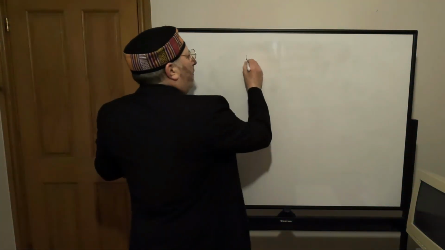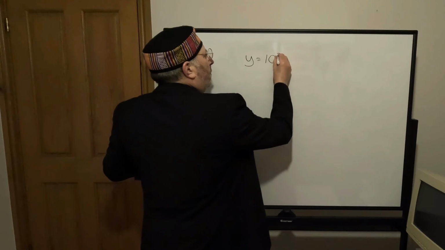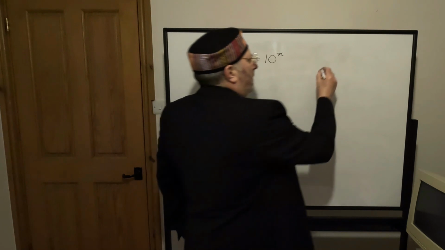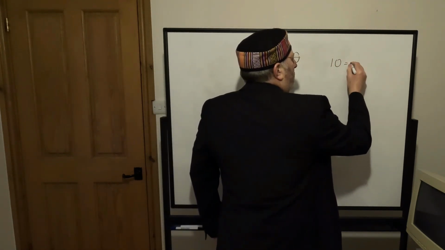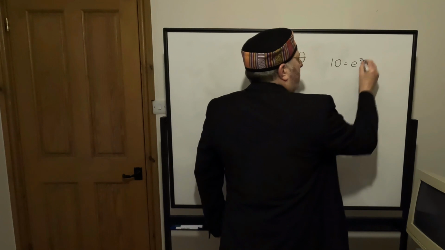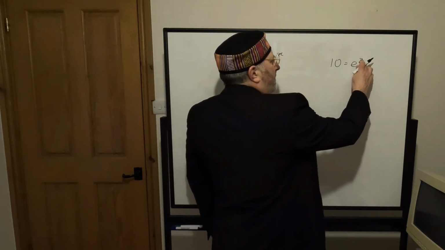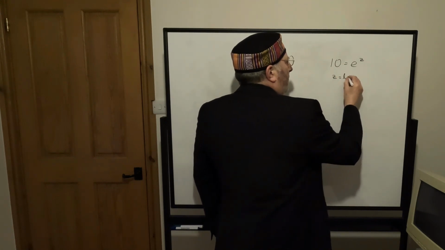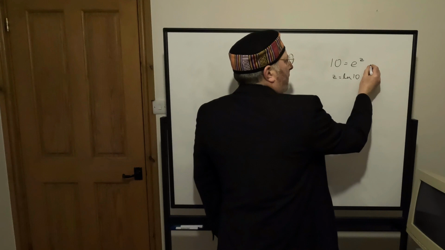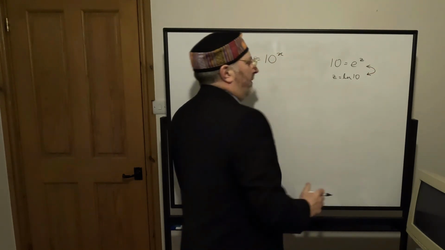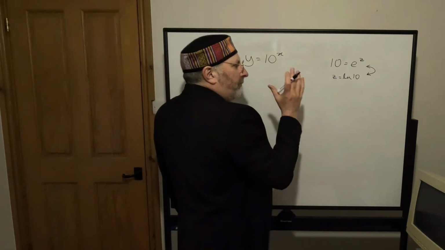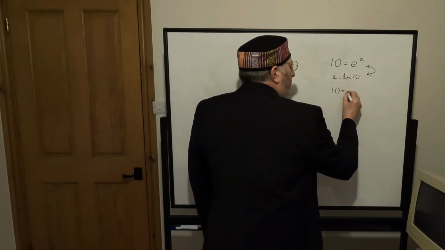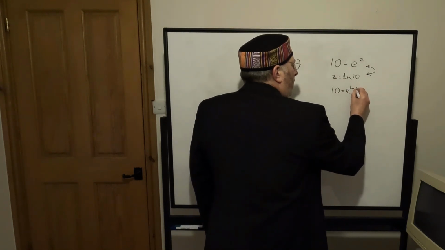Okay, now before we were considering something like y equals 10 to the x. Now we know that if 10 equals e to the z, let's say, then z is the logarithm of 10. That's the definition of the logarithm. z equals log 10. These two things imply each other. As I say, that's just purely a definition. So in other words, 10 equals e to the log of 10.